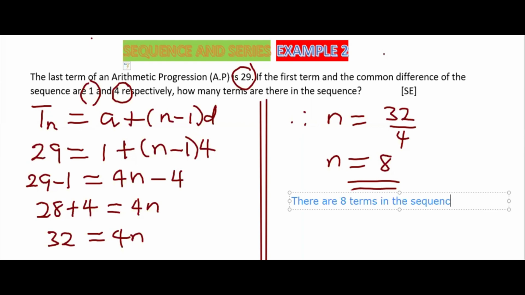So this is the end of example 2. We'll go to example 3 next.